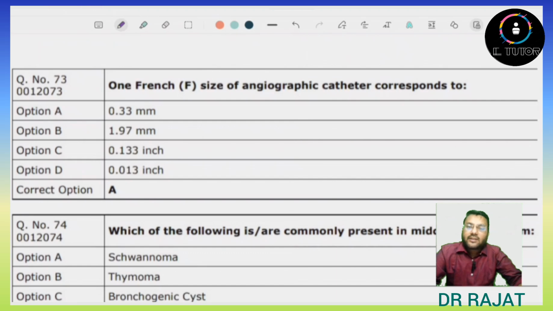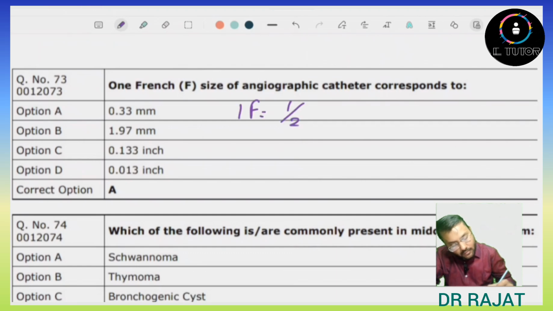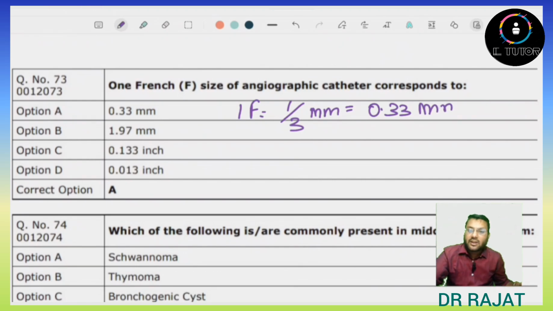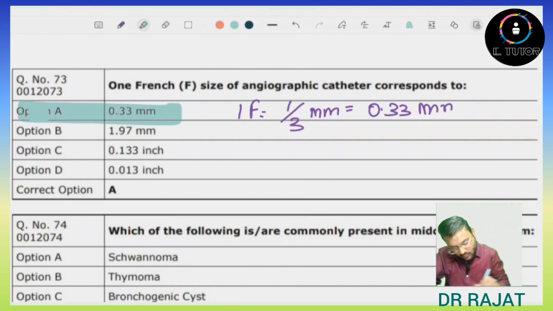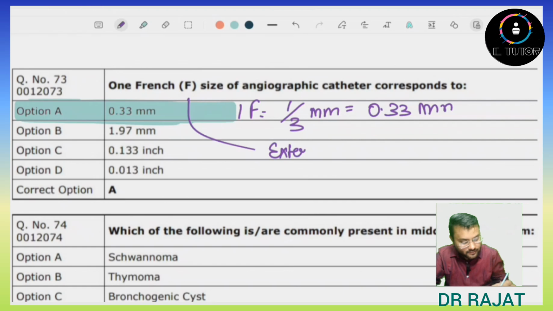One French size of angiographic catheter corresponds to. This is a fact based question. One French is equal to 1 by 3 mm, which is 0.33 mm. So the answer here will be option number A, 0.33 mm. French is generally used for the external diameter of the catheter.